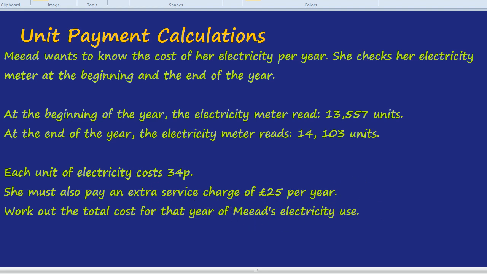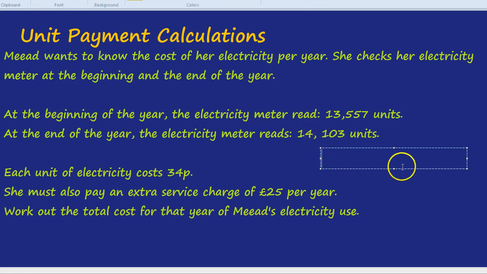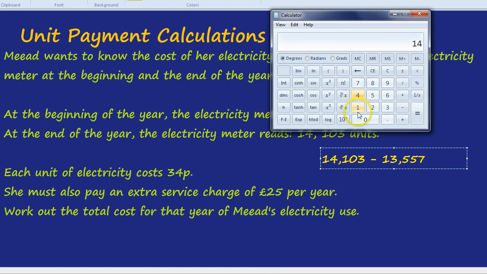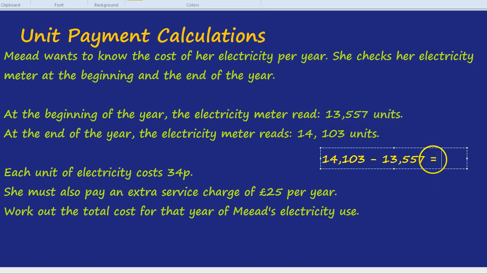Well, now we're beginning to get the hang of it. What we need to do is find out the difference in the units. That's how many units she's used that year. It's not the total, 14,103. That's the total for her whole life, or the life of that meter. We need to work out the difference. So 14,103 take away 13,557. That's how many units she's used that year. That is 546 units. That's how many units she's used just this year.